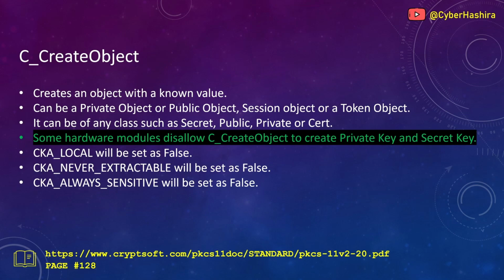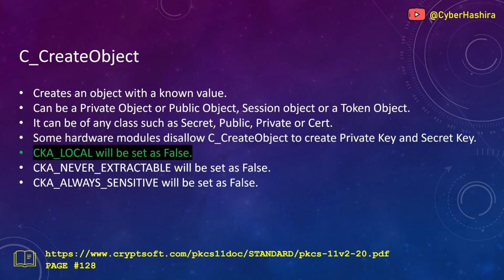C_CreateObject accepts sensitive values in clear, so there's always a risk of those sensitive keys getting leaked, compromised or revealed. This restriction also prevents weak private keys and secret keys from getting into the hardware security module. An object created by the C_CreateObject function will always have the CKA_LOCAL attribute set as false because that object wasn't generated by the cryptographic module.